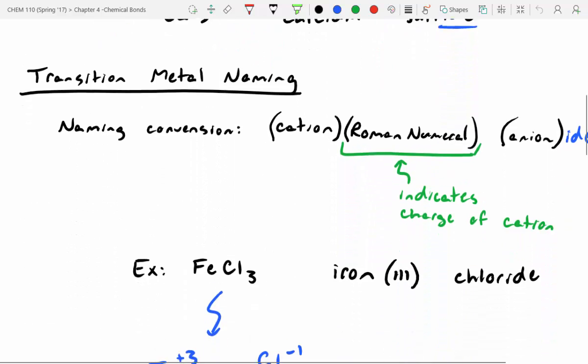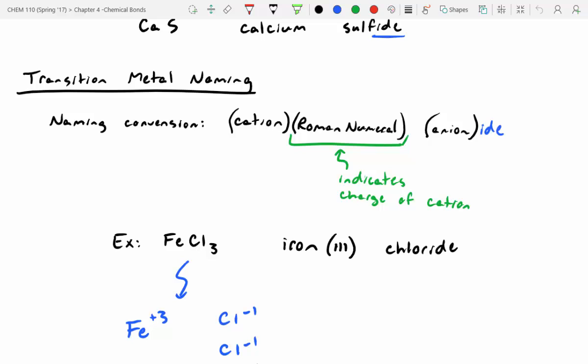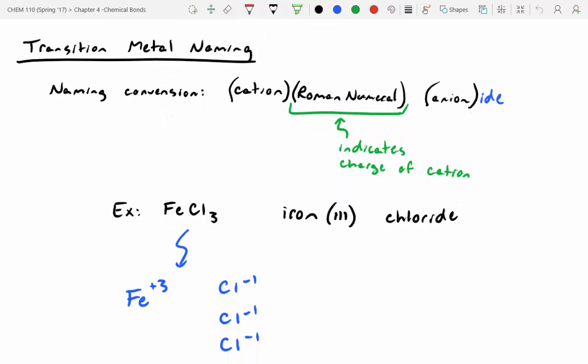With transition metals, we had to be a little bit more specific because that cation doesn't have a definite charge. It can vary a little bit. So you typically have your cation followed by a Roman numeral indicating the charge of your cation, and then your anion with an IDE suffix. And the key thing is you've got to make sure that your cations balance out your anions.